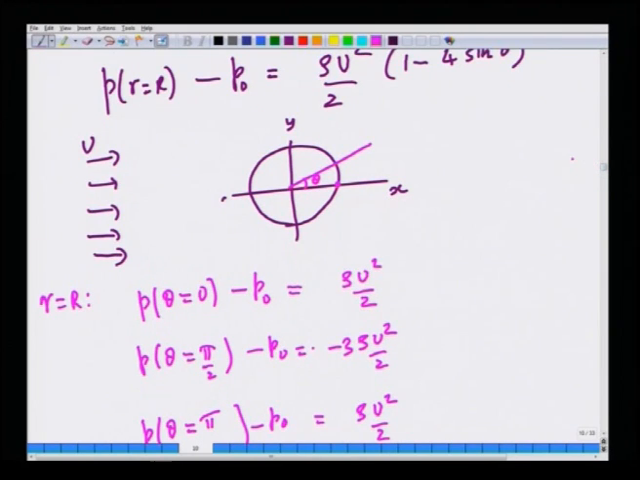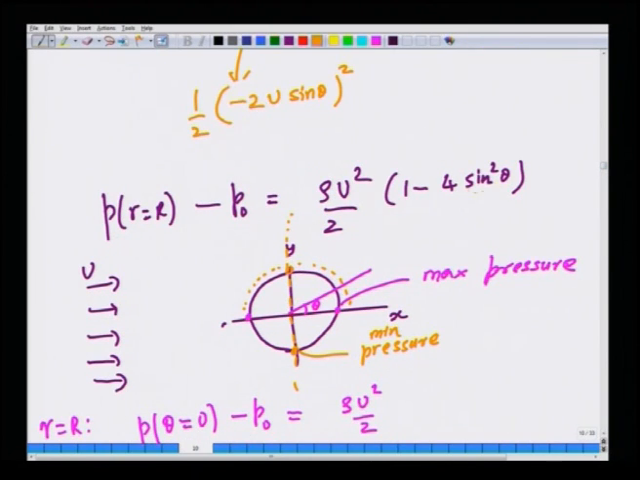So, the pressure is a maximum at these 2 points, and pressure is a minimum at these 2 points, and the variation of pressure over the surface is symmetric. There is a complete 4F symmetry about the half of the cylinder. There is a complete symmetry of the pressure variation, because the pressure is an even function of theta, because you have 1 minus 4 sin squared theta.